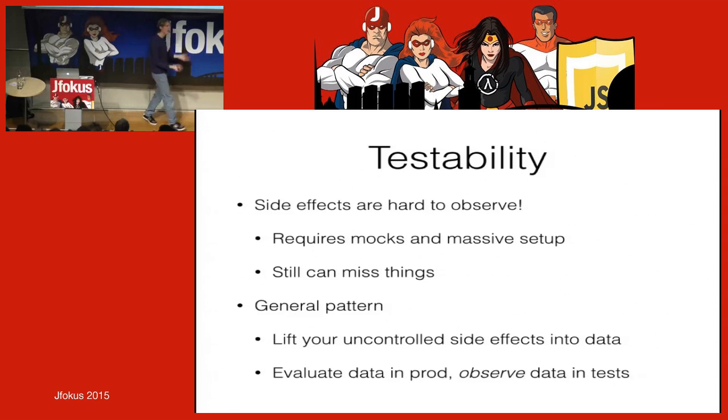And then you can evaluate this data in production. So you're writing it out to the database, you're performing the effects, because your users want to be able to see that the data is written, you need to persist the data. But in tests, it's very easy to just not evaluate it. Look at the data, walk over it, interrogate it, see what actions were going to be performed in production, and then you don't have to worry about actually trying to observe the outside world.